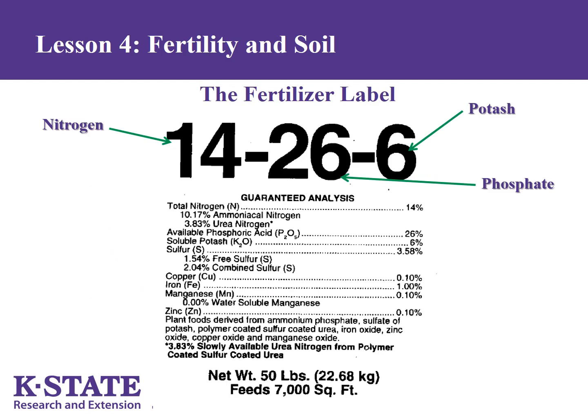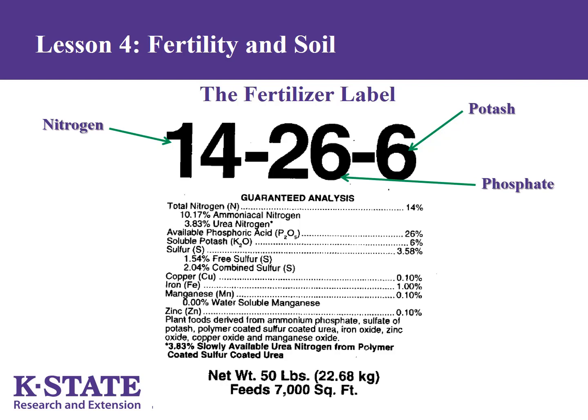So here's an example again of a fertilizer label. It's going to tell you all different types, your percentages, how much. For example, this one right here is going to be 3.8% slowly available urea nitrogen.